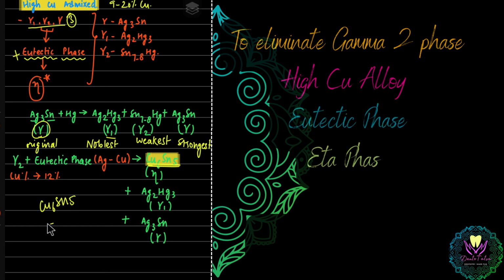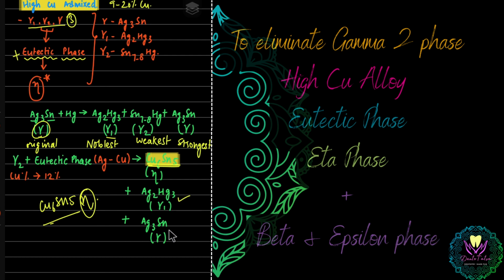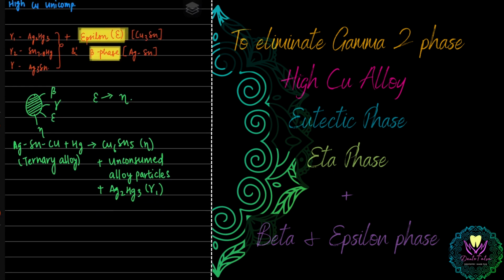Now if we talk about unicomposition, in case of unicomposition, we will have the ternary alloys Ag, Sn, Cu. All of these will react with the mercury and form the gamma 1, Ag2Hg3, as well as our eta phase. So with this I will end this topic.